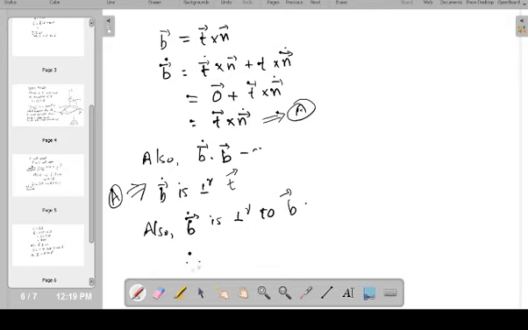Therefore, B dot and N must be parallel because you are in R3. There are only three mutually perpendicular directions in R3. Therefore, B dot is parallel to vector N. Therefore, B dot is equal to a constant times, I will put a negative sign here, tau s times vector N, and this tau s is called the torsion.